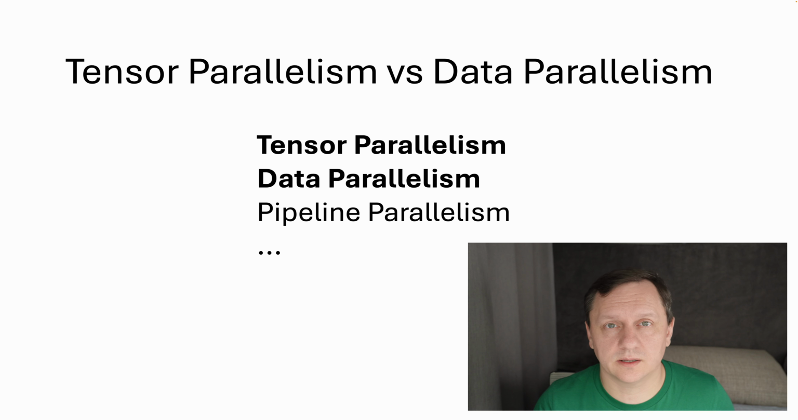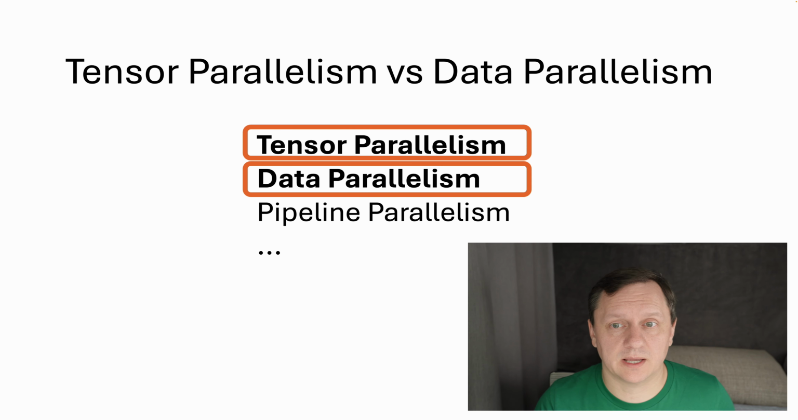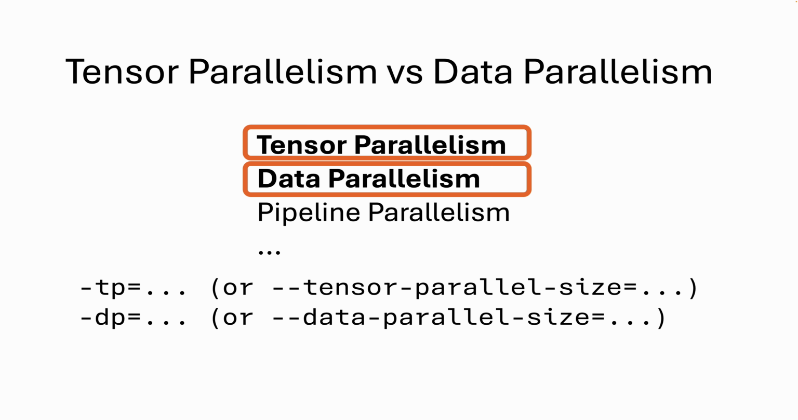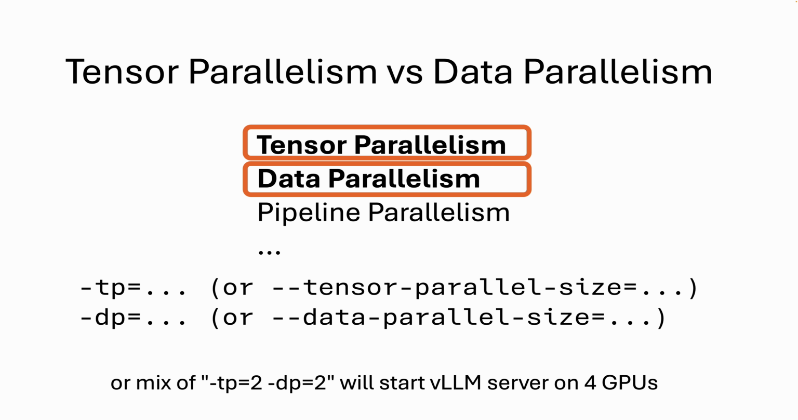There are different deployment methods. I will only compare tensor parallelism and data parallelism. Command line options -TP and -DP, or the full versions of those options. I will also benchmark a mix of those options. For example, tensor parallel size 2, data parallel size 2 will start the model on 4 GPUs.